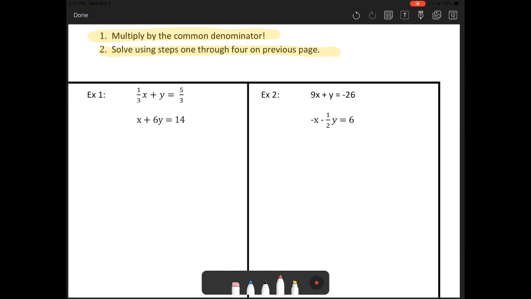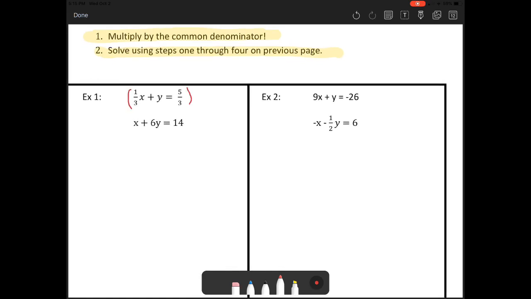So remember, our common denominator is the lowest number in the fractions. So we're going to multiply this first one right here by 3. And that's going to give me x plus 3y equals 5, because I distributed that 3 and multiplied 3 by each fraction and by each term. Then I'm going to drop down my x plus 6y equals 14.